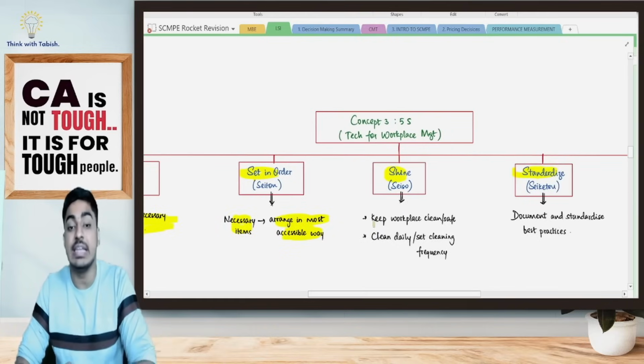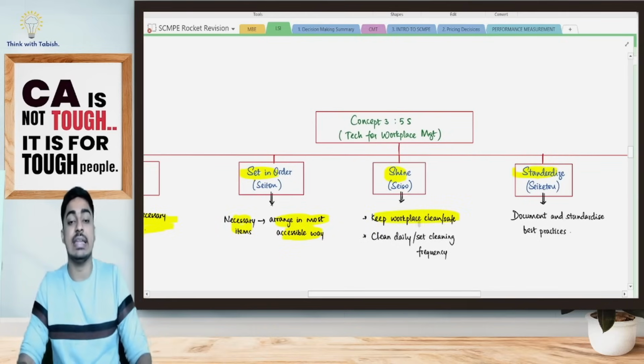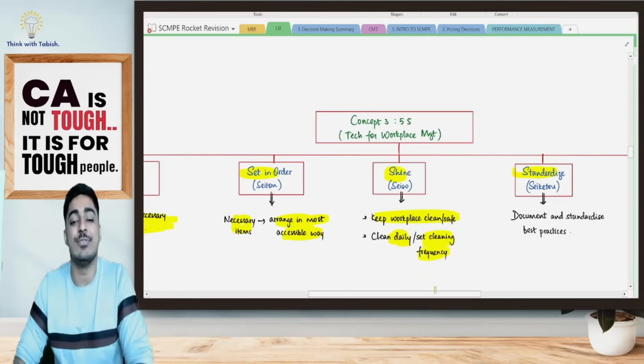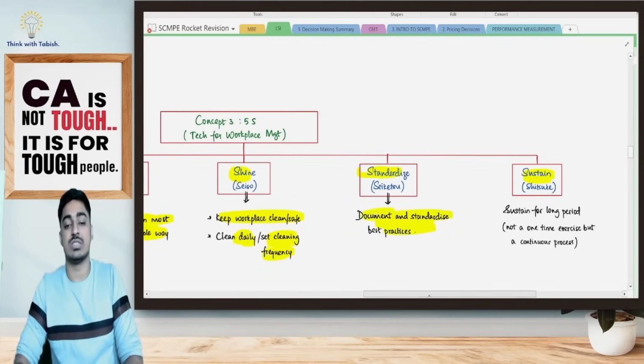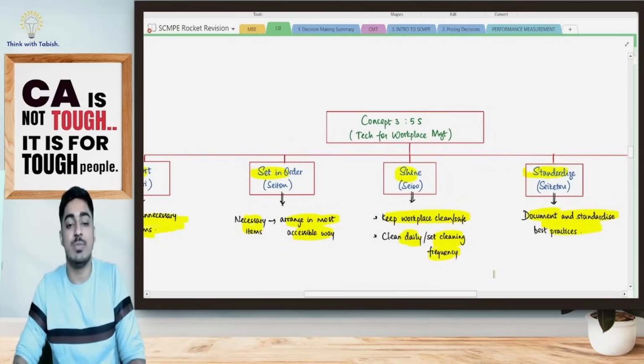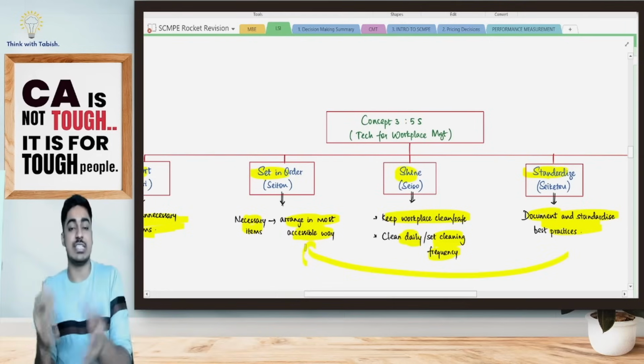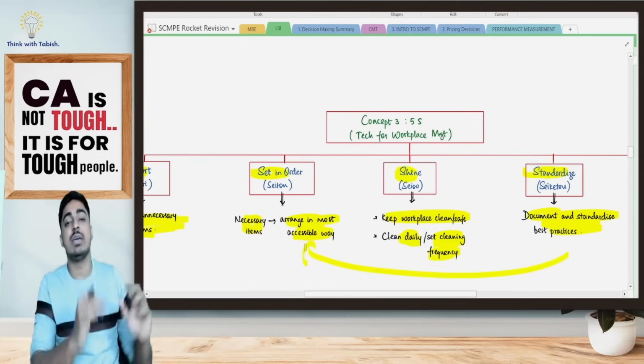Okay, then we have shine. Keep your workplace neat, clean. Clean your workplace daily or have a cleaning frequency every week, every 4 days, something like that. Standardize. Document and standardize your best processes. Now, the set in order should be based on my standard. I will first be setting my standard. Based on that, every time I will keep my things in order.